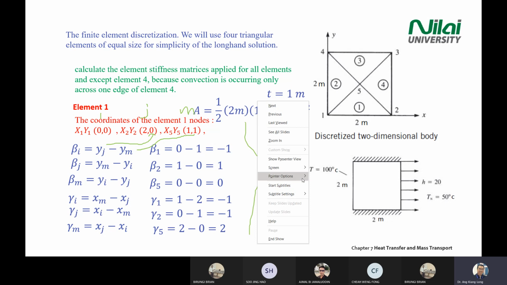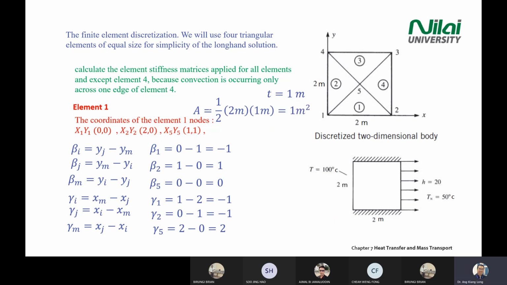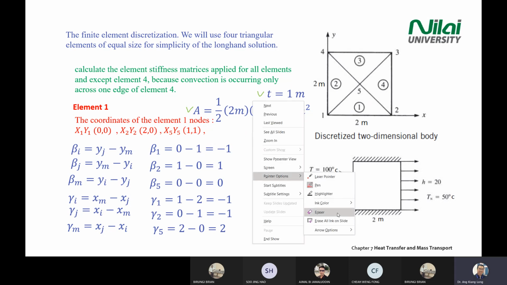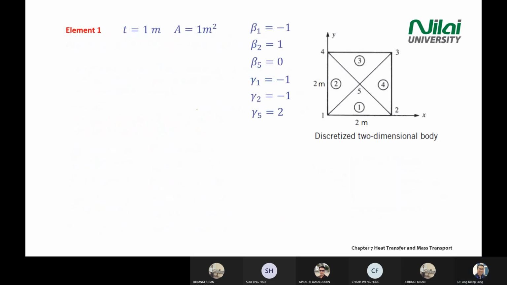Next, you calculate the area. So area equals, basically this is a very simple triangle. So you take the base times the height divided by 2. The area of the small triangular element here is 1 meter square. So you take the base 2 times 1 divided by 2, you get 1 meter square. So basically here you have your A value, thickness, beta, gamma value. The next one is just substituting the numbers into the equation. Okay, you have the T, A, beta, and how you calculate.